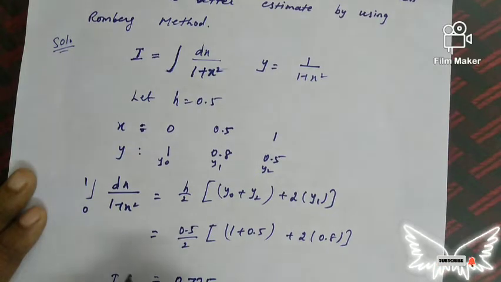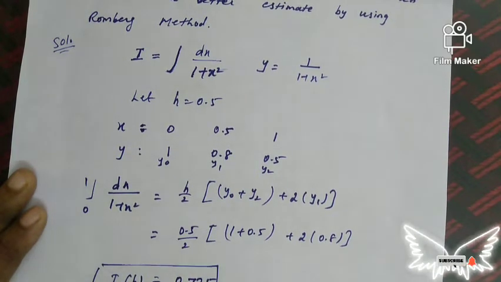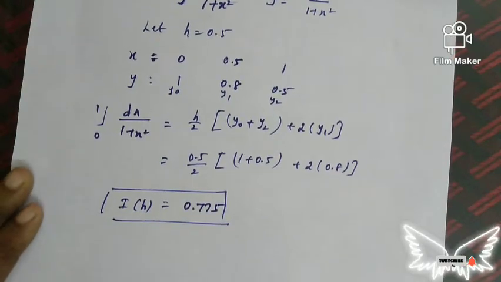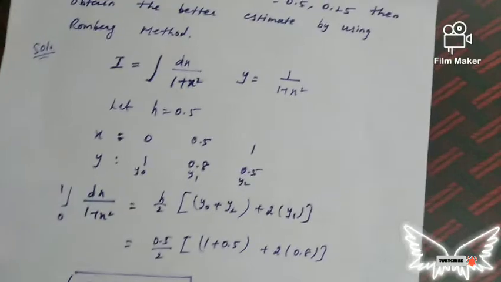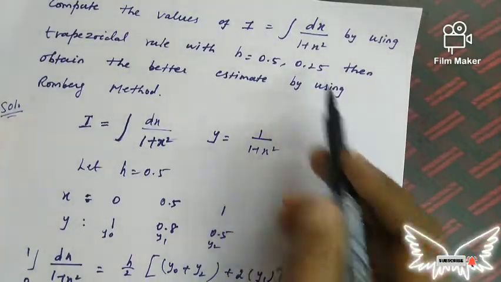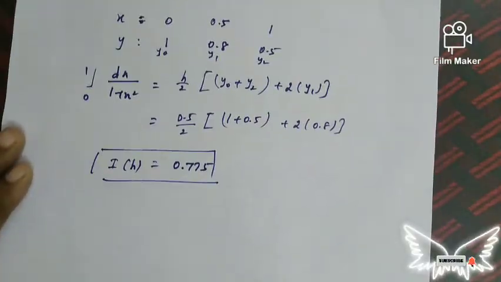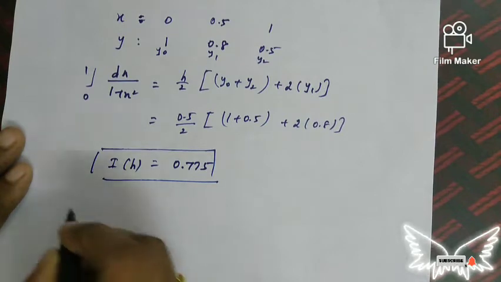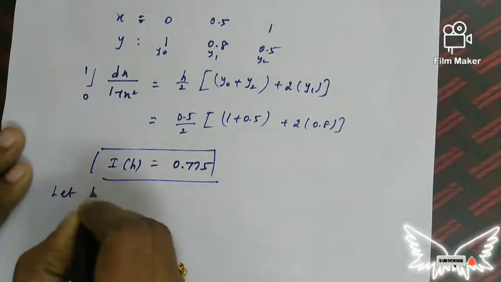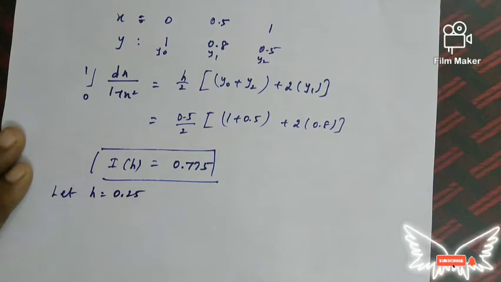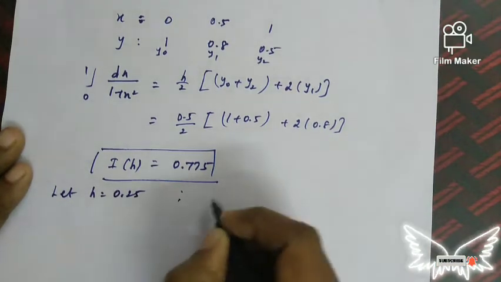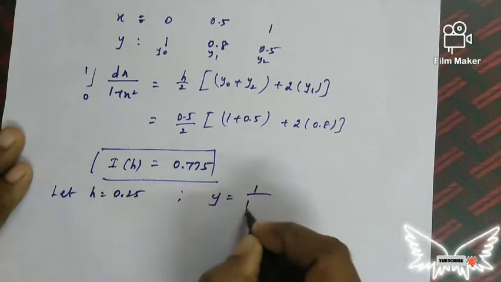This is our first interval value, that is for h is equal to 0.5. So you can call this I of h. I of h is equal to 0.775. And next, what is given in the question? h is equal to 0.25. For h is equal to 0.25, we have to find our x and y data.